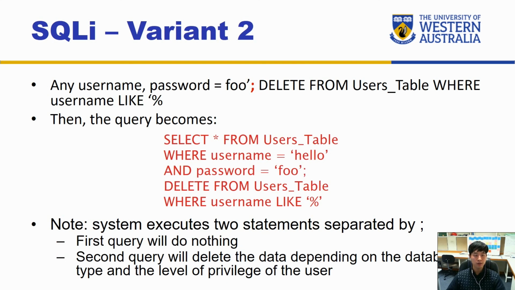Okay, so we have our first 3 lines. That is like what we typically expect, but this probably won't do anything because there's probably not a username, hello, and password equals full. And then we have these last 2 lines saying delete from user table where username like wildcard character. That means this will pretty much delete all the content in the table. Okay.